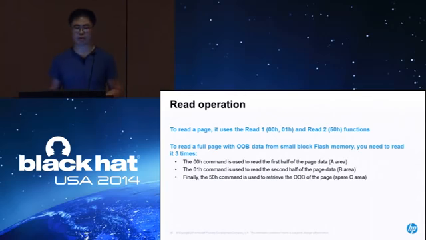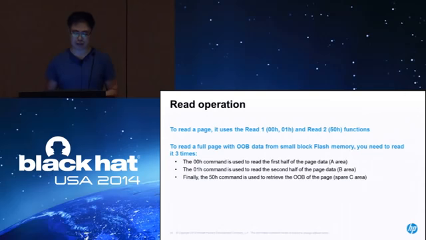Read 1 is 00 and 01. 00 will read the first half page of the data, and 01 will read the next half page of the data. And read 2 will read some OOB area, out of band data, and those out-of-band data will be used to record some meta information about each page.